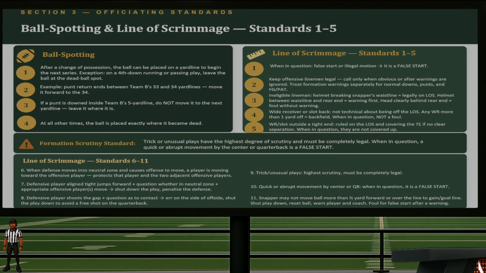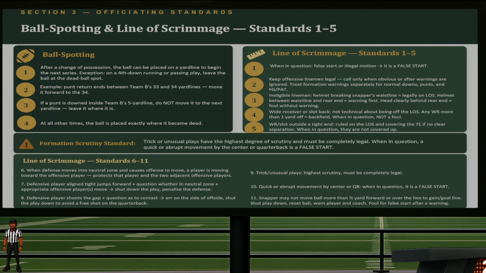Standard 6. Anytime defense moves into the neutral zone causing the offense to move, a player is moving toward the offensive player. This protects that player and the 2 adjacent offensive players. Standard 7. Anytime a defensive player initially aligned tight to the line of scrimmage jumps forward, and there is a question whether they were in the neutral zone and the appropriate offensive player or players move, shut down the play and penalize the defense. Standard 8. Anytime a defensive player shoots the gap, and there is a question as to contact, err on the side of offside and shut the play down. The purpose is to avoid giving a free shot on the quarterback.